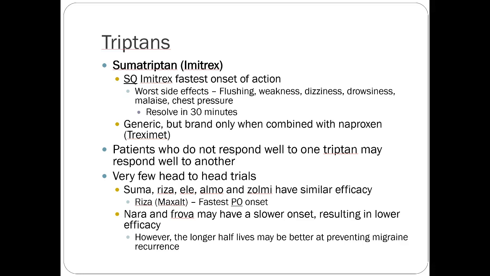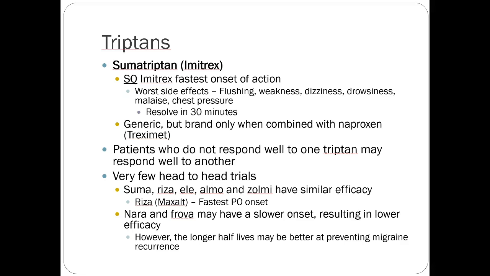Sumatriptan has been around for quite a while, so it's generic, but there's a brand name version of it that's combined with naproxen called Treximet. Save your patients some money and just prescribe them separately. There aren't very many head-to-head trials comparing the triptans, and basically they've all been shown to have the same effect.